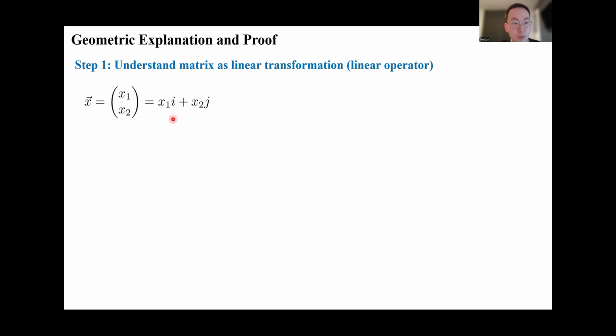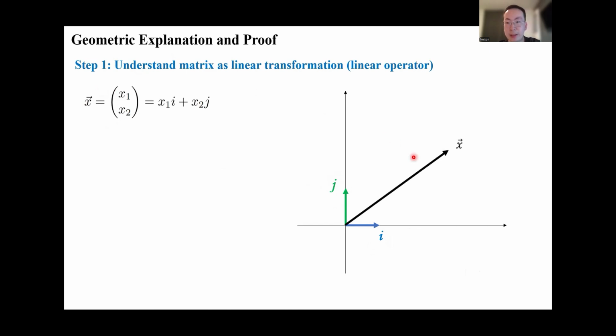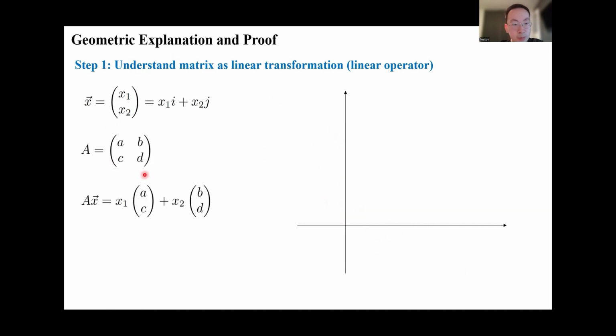So now let's start from something really basic. Say a vector x in R2. If I denote the standard basis vectors in R2 as vector i and vector j, this vector x can be represented like this: x1 units of vector i plus x2 units of vector j. Now, consider a 2 by 2 matrix A like this. When we apply this matrix A to vector x, which means we multiply A to the left of x, it gives us x1 units of vector (a, c) and x2 units of vector (b, d).